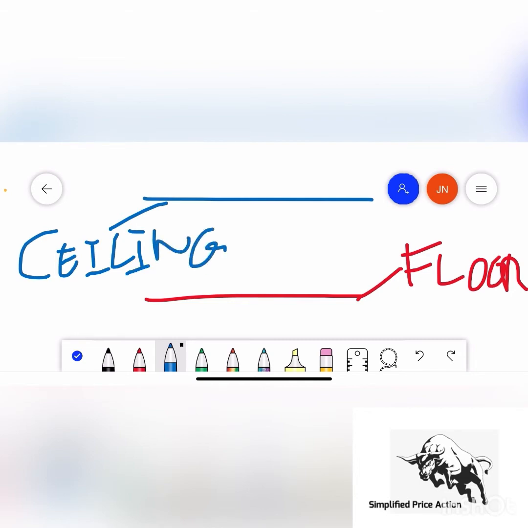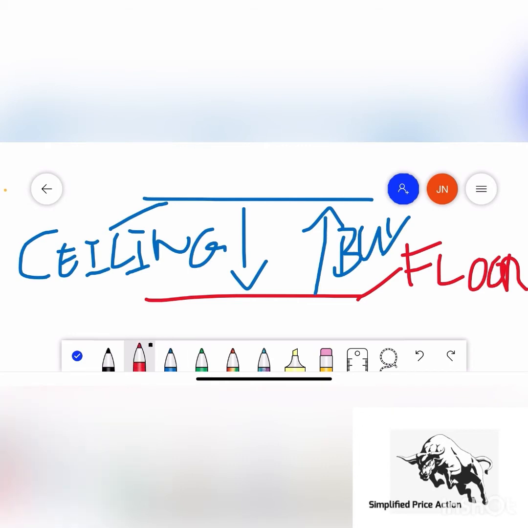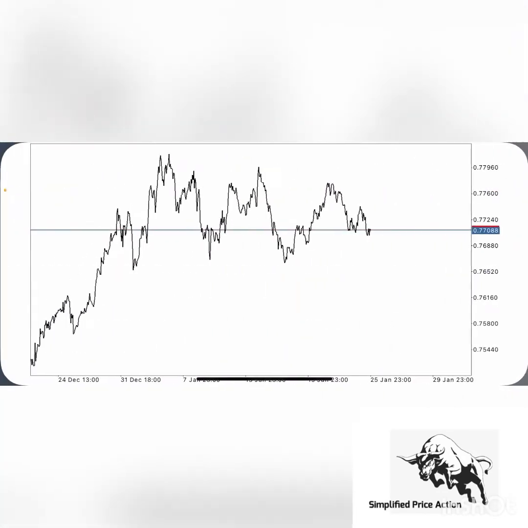So basically what we mean is, in order to go from the floor to the ceiling, you have to move from down to up, right? And to move from the ceiling to the floor, you have to move down, right? So at support, we're always looking for buying opportunities, and at resistance, we're always looking for selling opportunities, right? So what do I mean by that? Let's move to the chart.